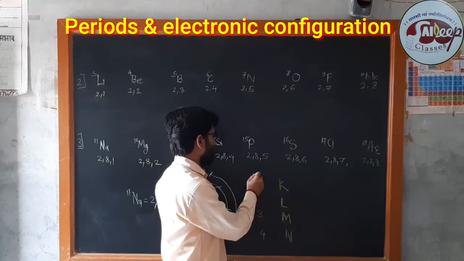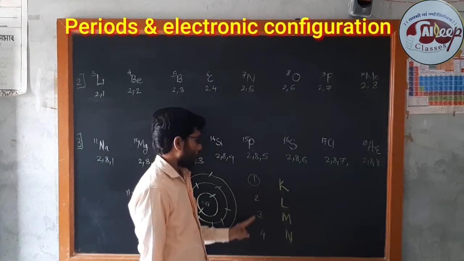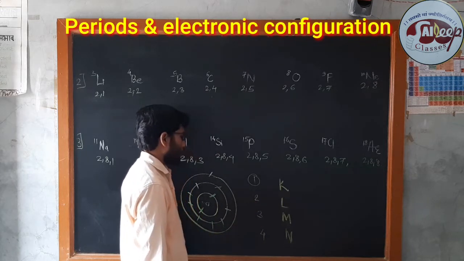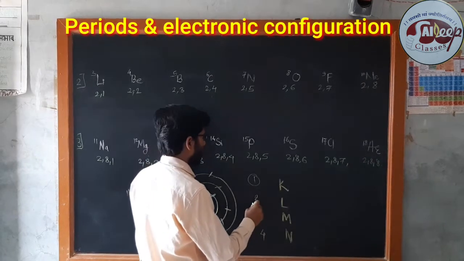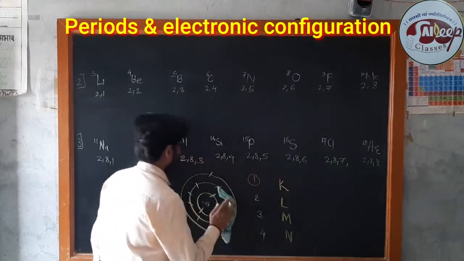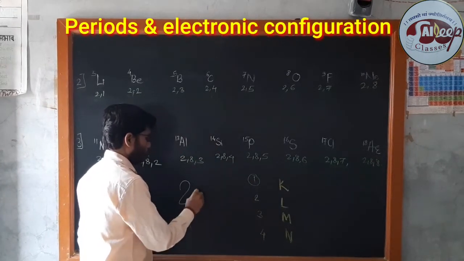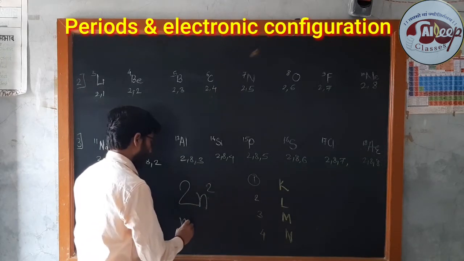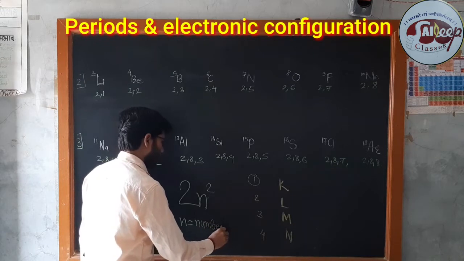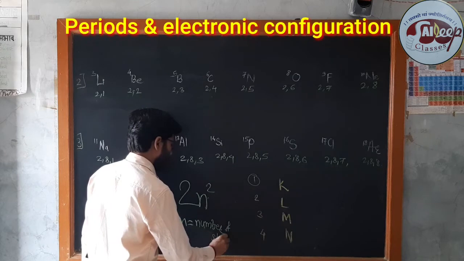Now, this is the first cell. This is the second cell. This is the third cell. This is the fourth cell. We use the formula 2n square, where n is the number of the cell.